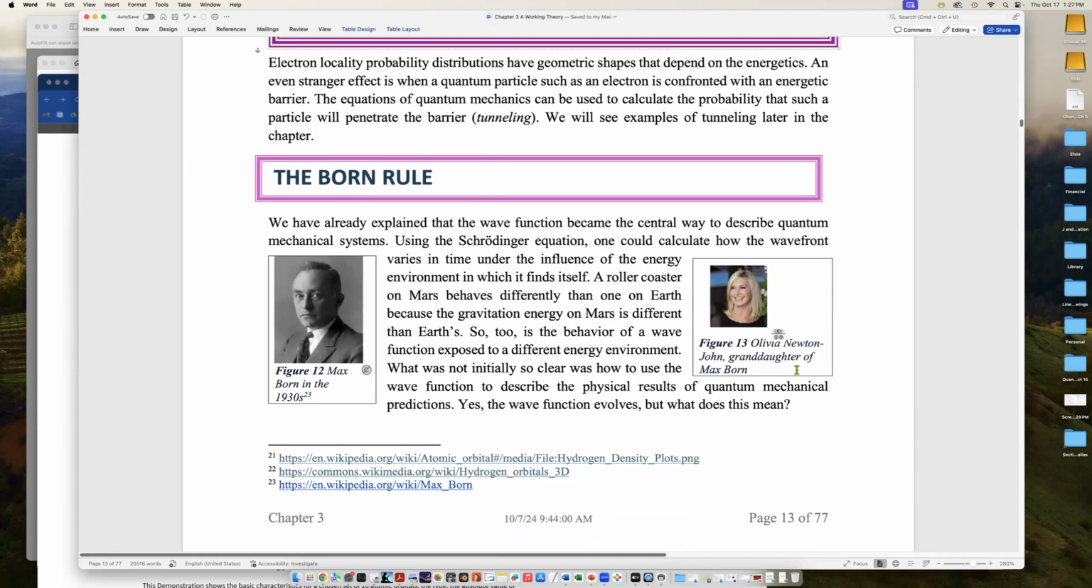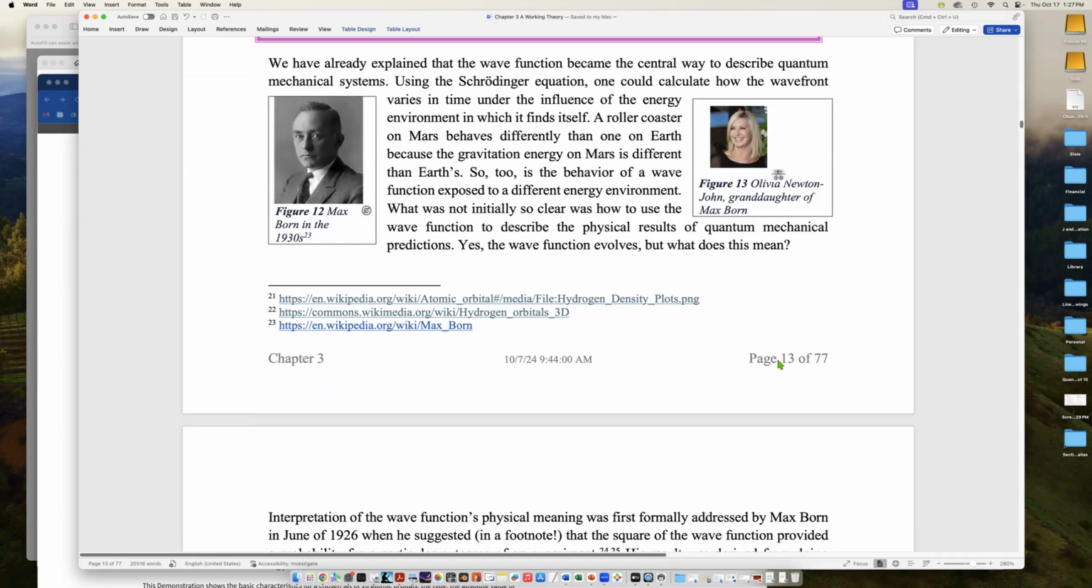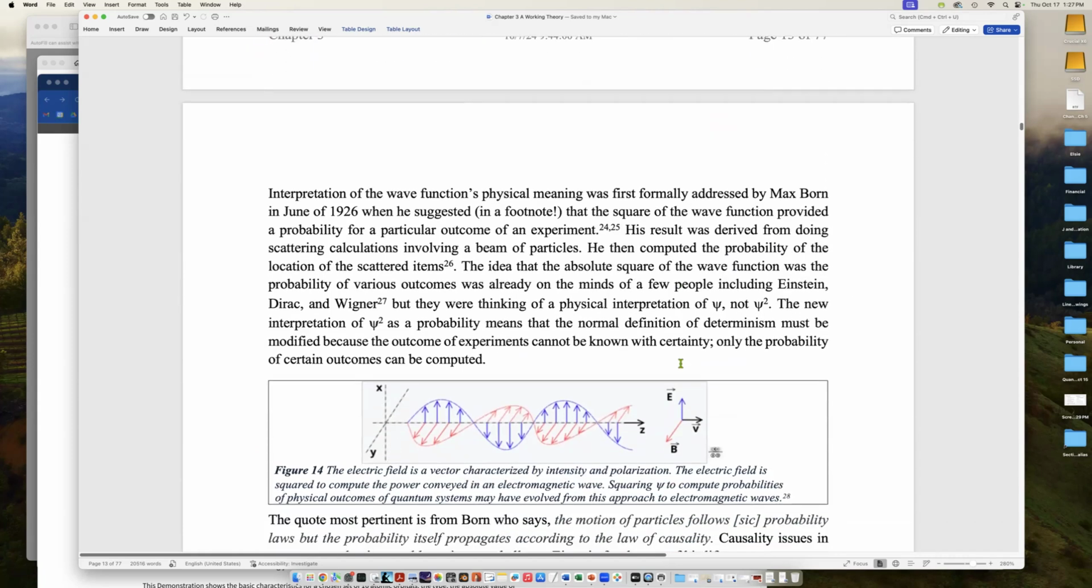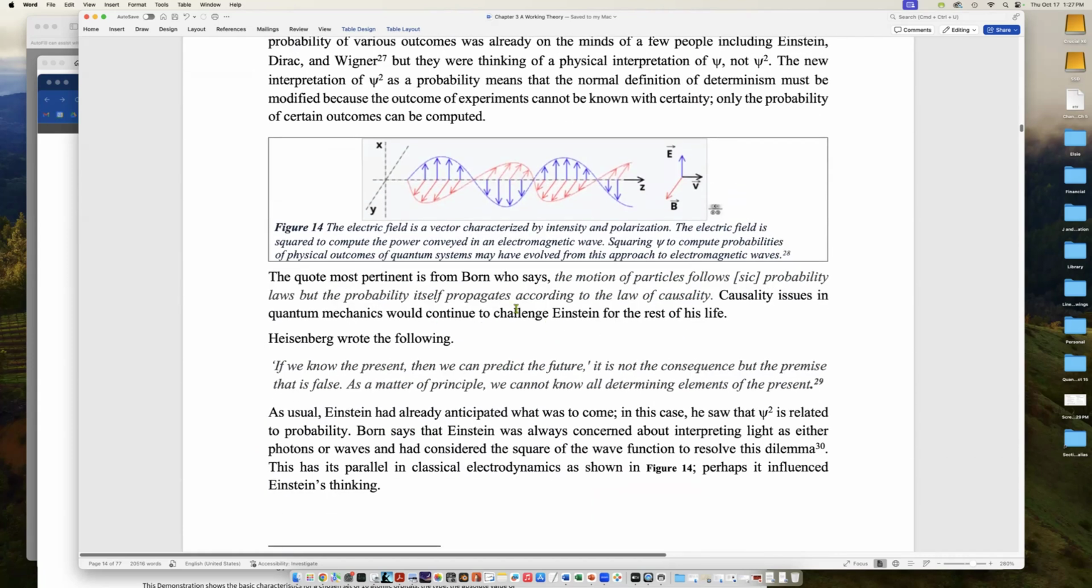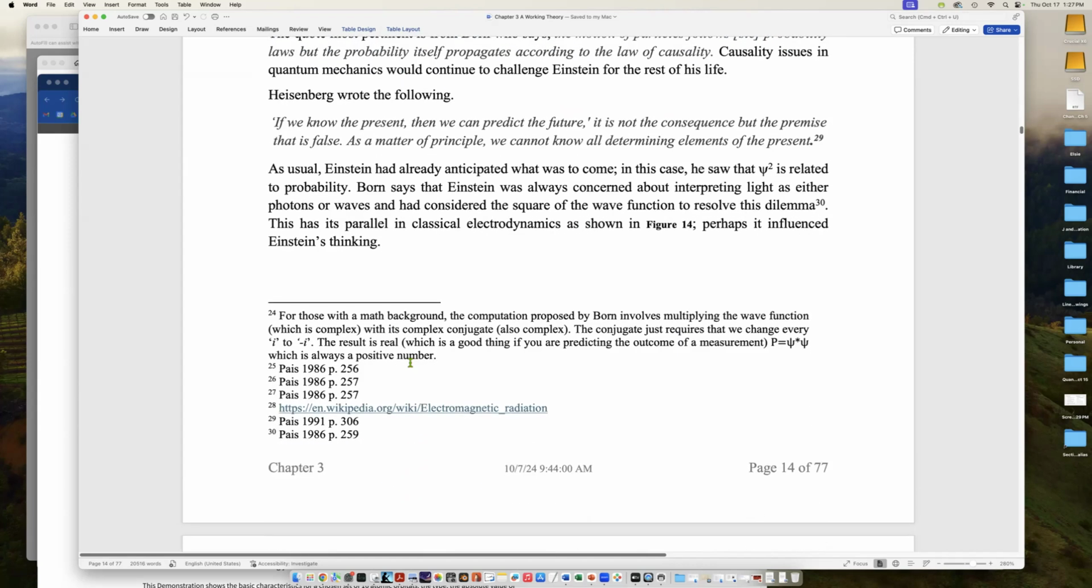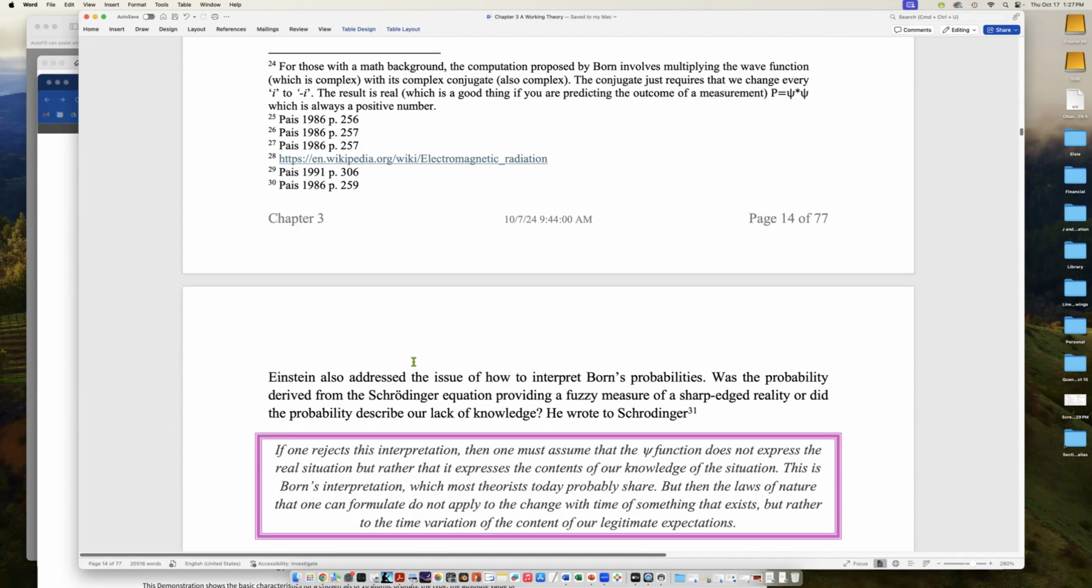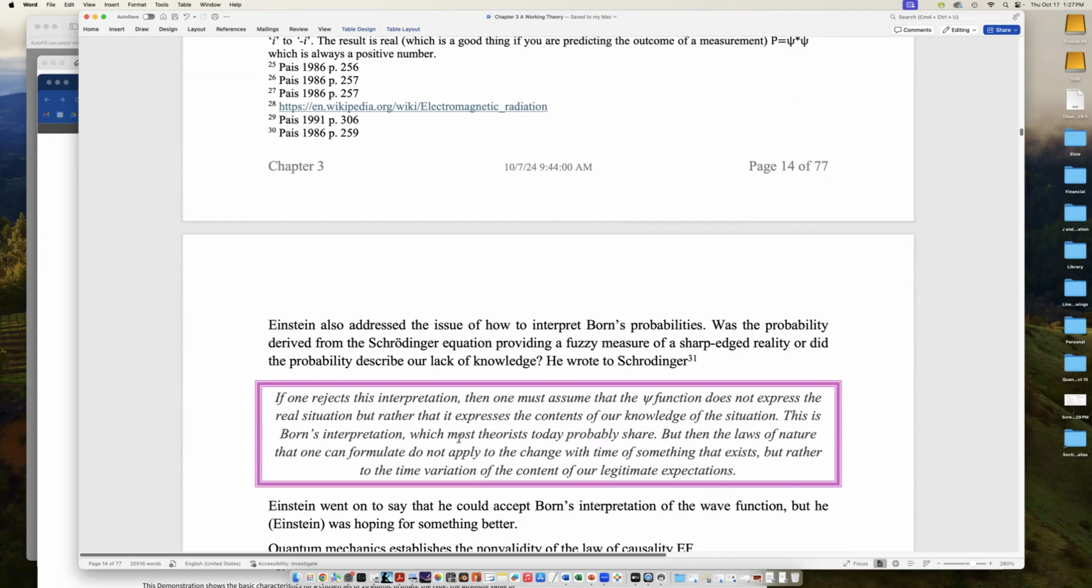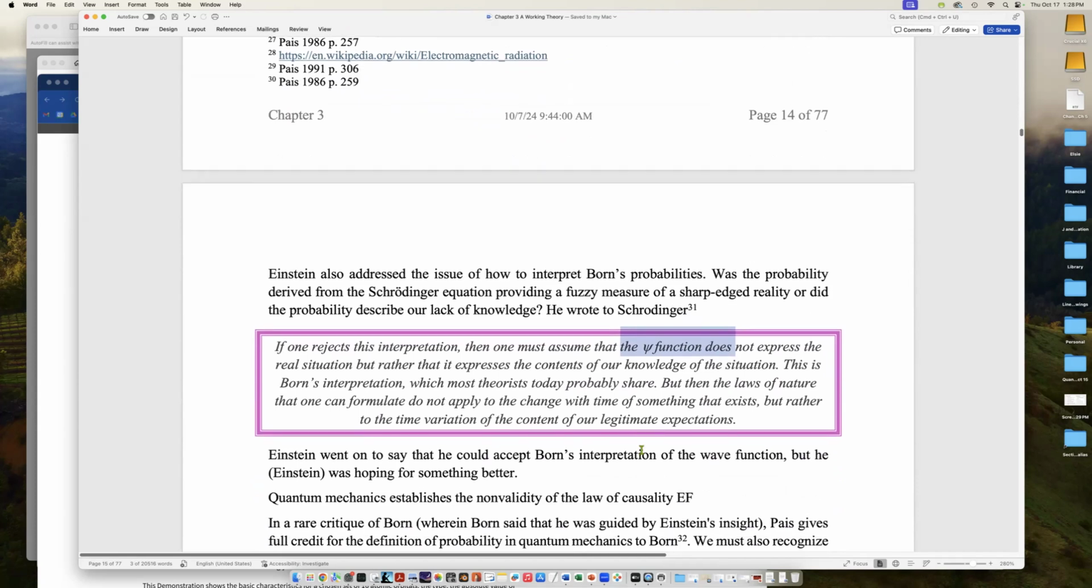This is his granddaughter, Olivia Newton-John. And there's a discussion here about how he produced his result and the criticism of it initially. Eventually, people realized that what he had done made sense. And in fact, this is Einstein writing to Schrodinger, talking about what do we do with the wave function if we don't adopt the Born rule.